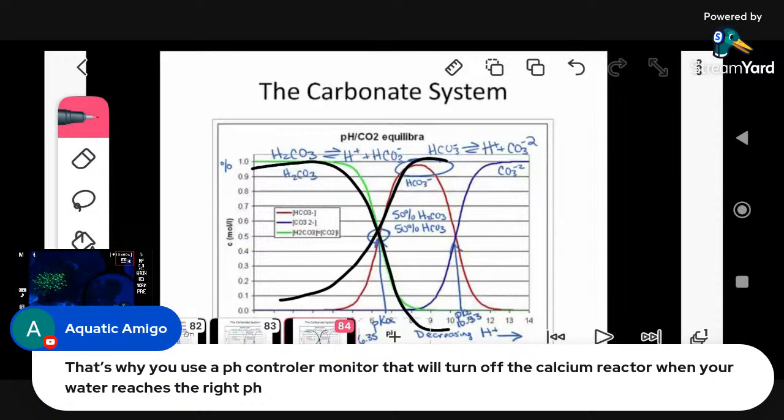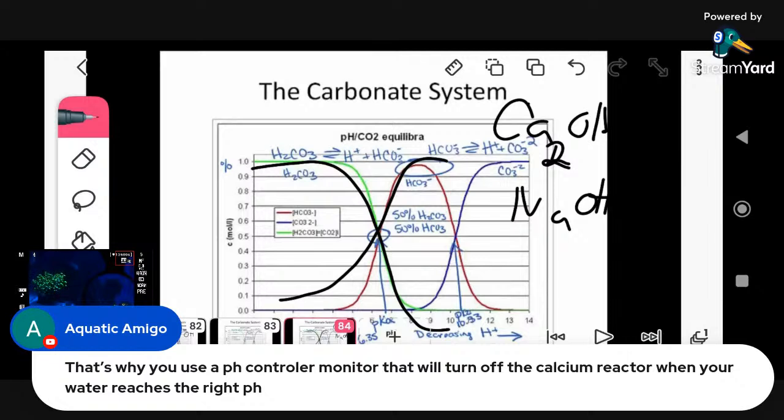So simply by dosing kalkwasser or calcium hydroxide, OH, for whatever reason I want to put a 2 right here. I don't know why. I feel like there's a 2 right there. But anyways, you make a calcium hydroxide. That is a lie. You don't make calcium hydroxide. You make sodium hydroxide. My bad. It doesn't matter.